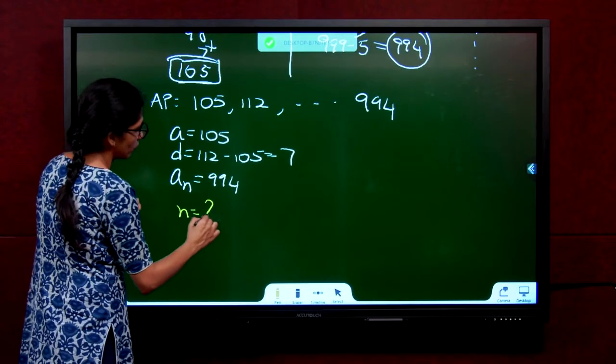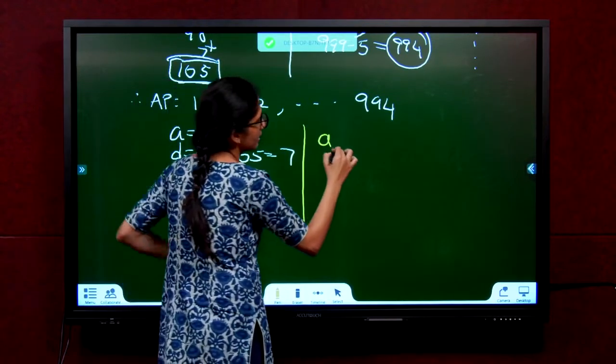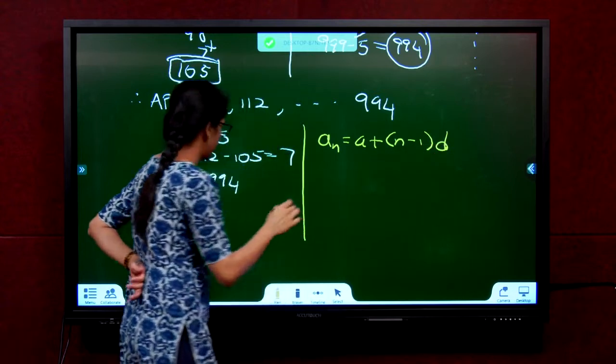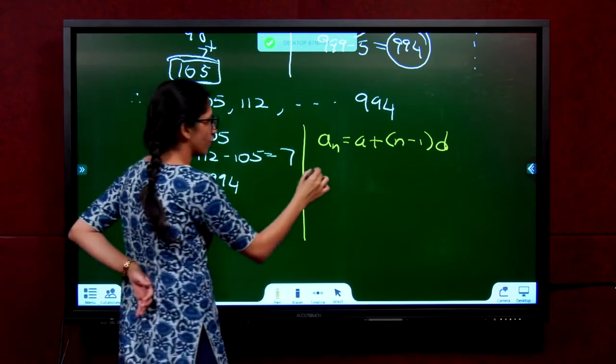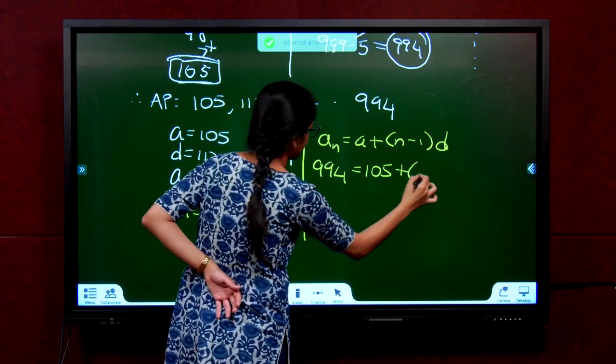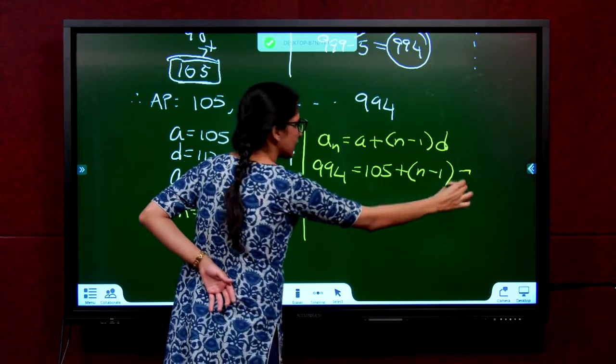So what do we do? We know that an is equal to a plus n minus 1 into d. So, an, 994, is equal to 105 plus n minus 1 into 7.